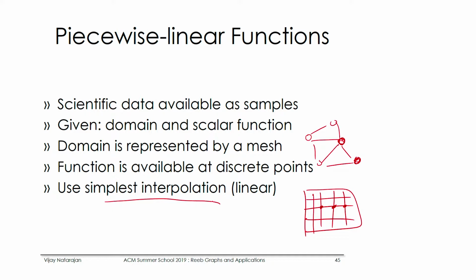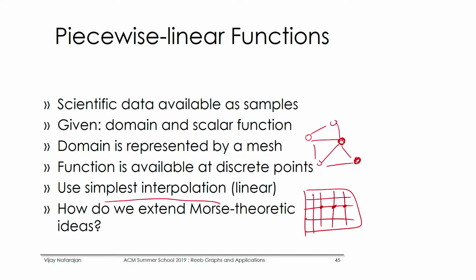Now what we want to do is to compute Reeb graphs for piecewise linear functions. We will have to revisit a lot of the definitions and constructions that we saw for smooth functions, but now focusing on piecewise linear functions. We will not be able to go through all of them, we will look at some key aspects. That is the plan. How do we extend the Morse theoretic ideas to piecewise linear functions?